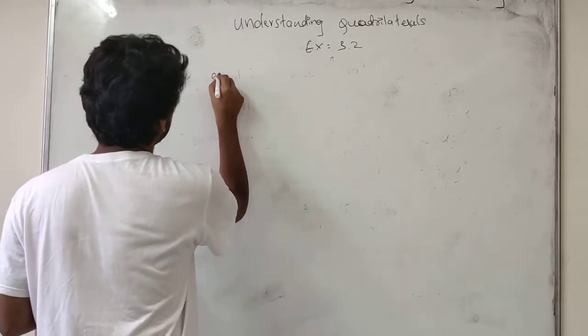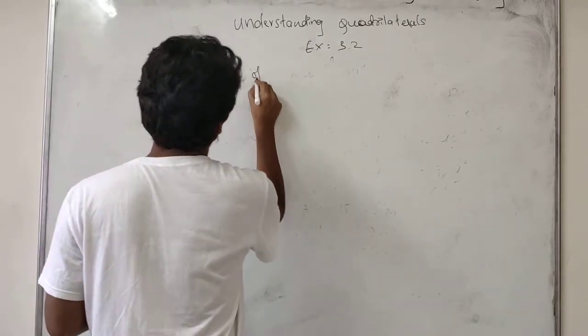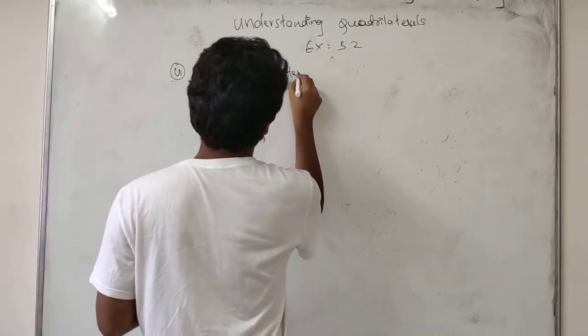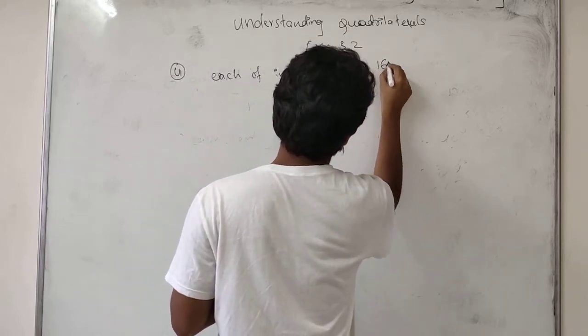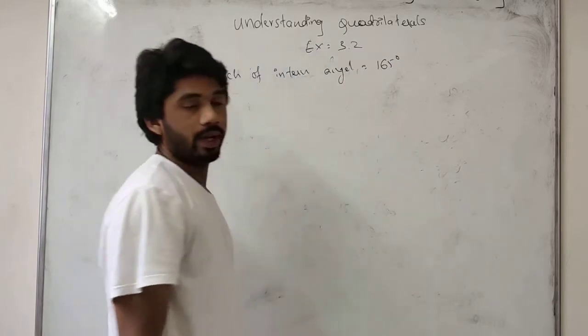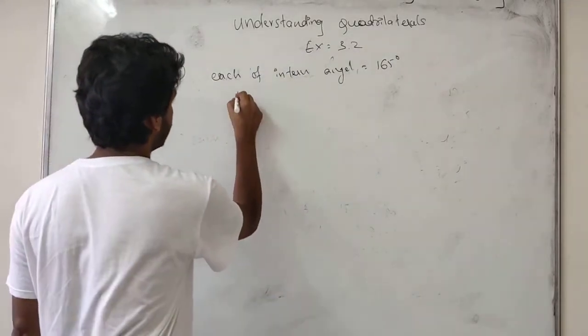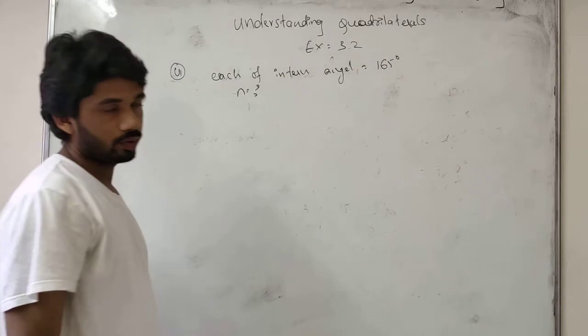The given data is: each internal angle is 165 degrees. We have to find the number of sides, that is, n.